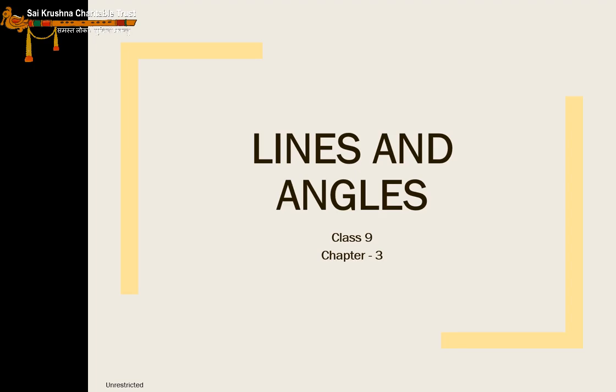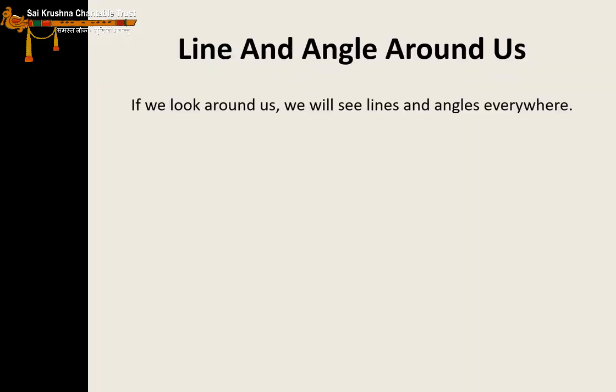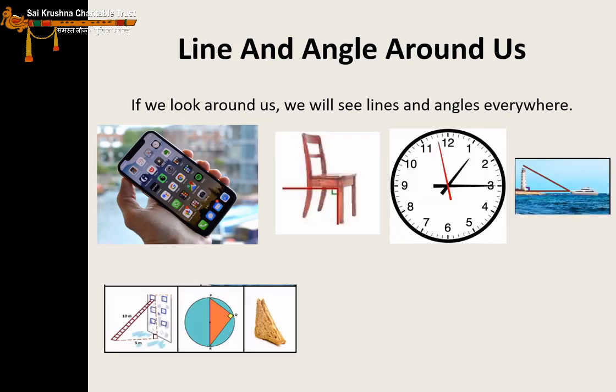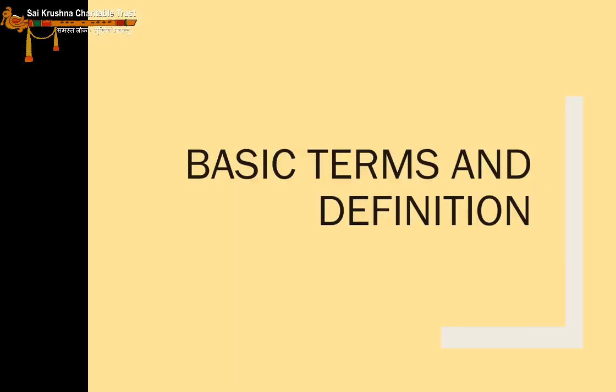Sairam students, we are going to learn about lines and angles. If we look around us, we see many solid objects. For example, the phone on which you're watching this video, the chair you're sitting in, the clock on your walls, and so on. All these objects contain various lines, and two lines together form an angle. Before we learn more about angles and lines, let us revise what we already know.